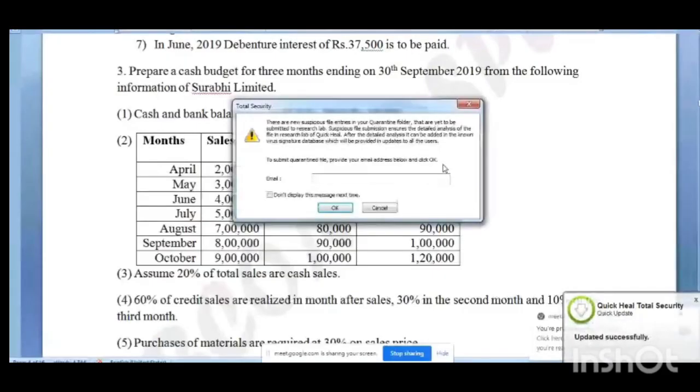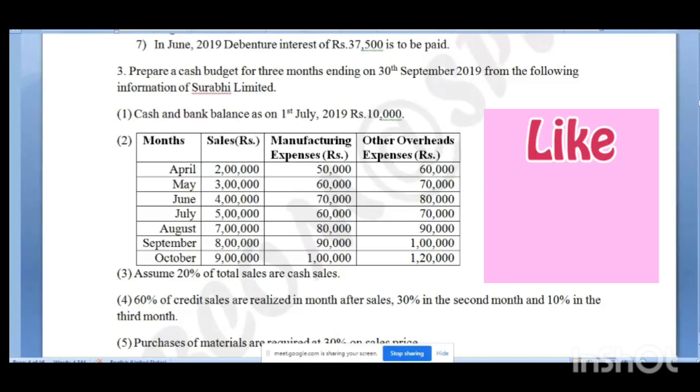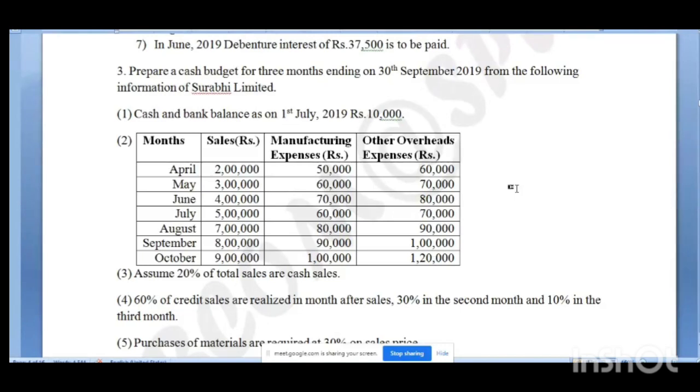Okay. Now let's go for question number 3. Read the example first very carefully, and then we go for the solution. Prepare the cash budget for 3 months ending on 30th September 2019 from the following information of Surabhi Limited. The opening cash balance is given for July and 3 months. That means July, August, and September. These 3 months budgets we are required to prepare.